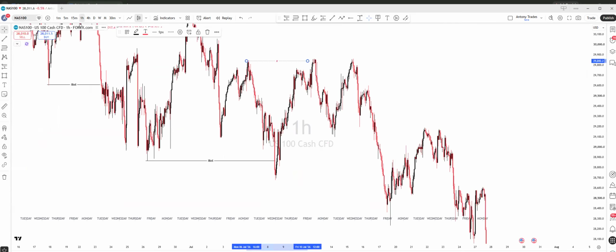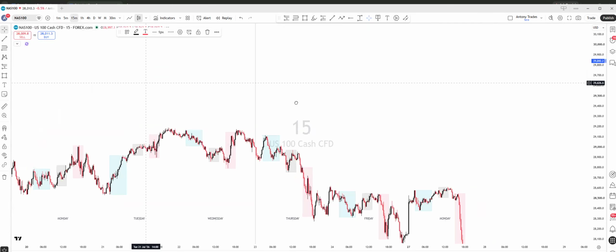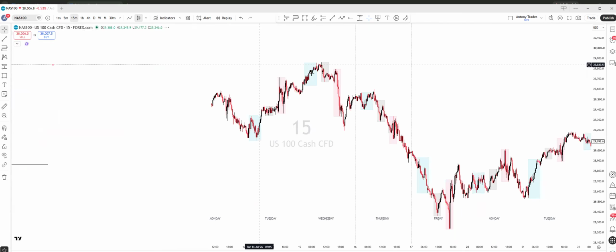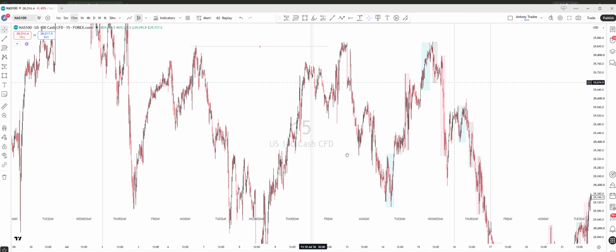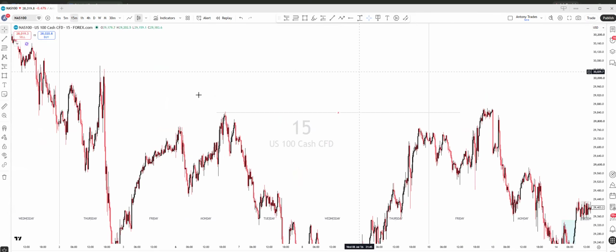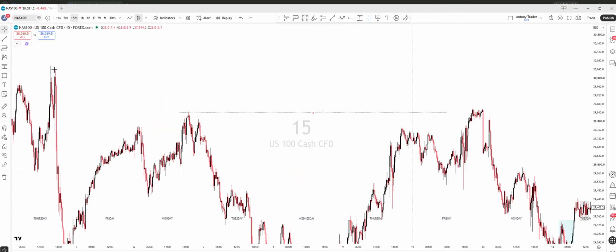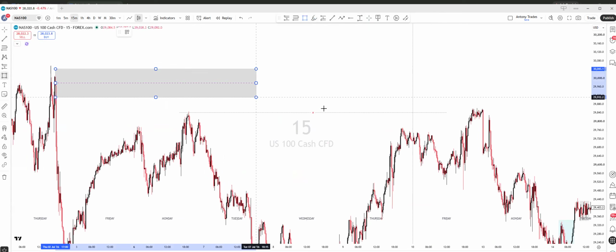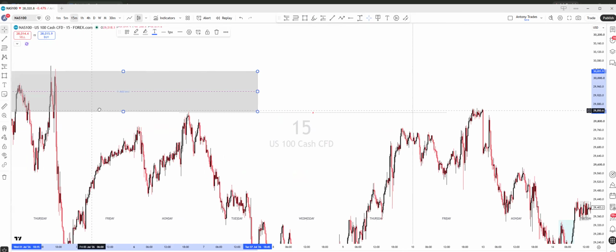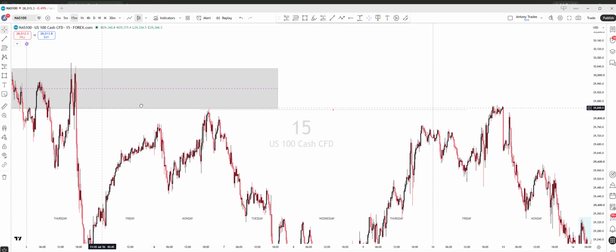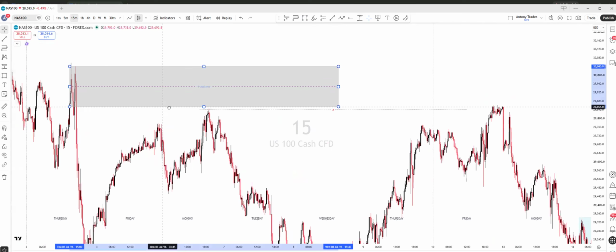I think it was from the 15 minutes time frame. Let's see from the 15 minutes time frame. Let us see exactly. From the 15 minutes time frame, you can see that we have this supply zone there. The last buy candle before the sell, that became our supply zone. We mark it correctly.